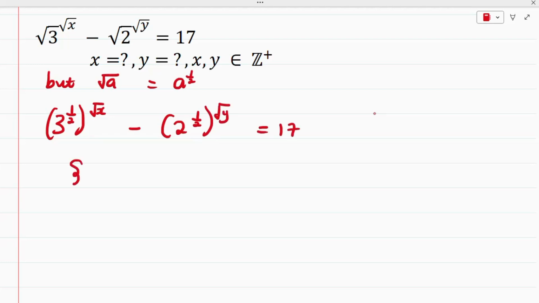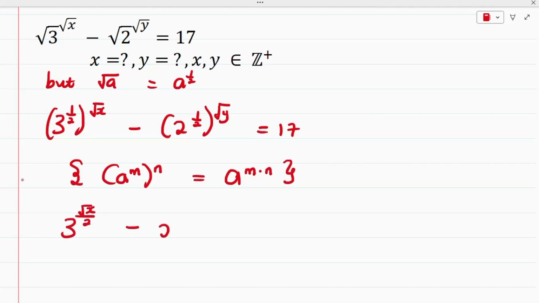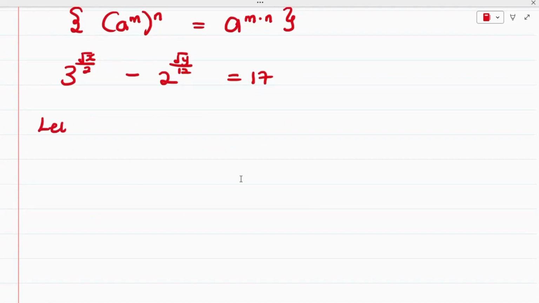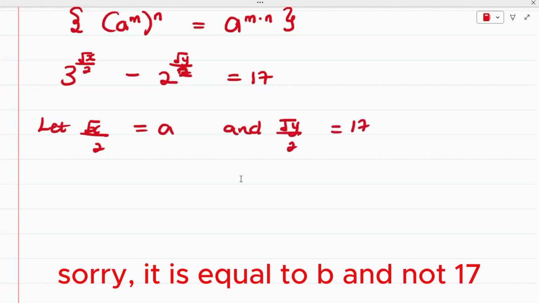Now from the property of exponents, if we have a raised to the power of n, raised to the power of n, this is equal to a raised to the power of n multiplied by n. So from here we have 3 raised to the power of the root of x over 2, minus 2 raised to the power of the root of y over 2, and this is equal to 17. So from here we want to say let the root of x over 2 be equal to a and the root of y over 2 be equal to b. So from here we have that 3 raised to the power of a minus 2 raised to the power of b is equal to 17.